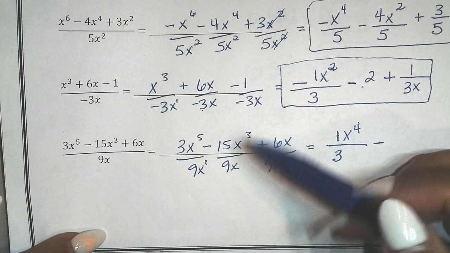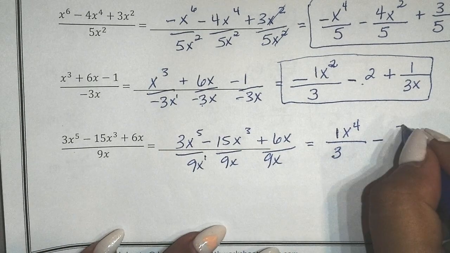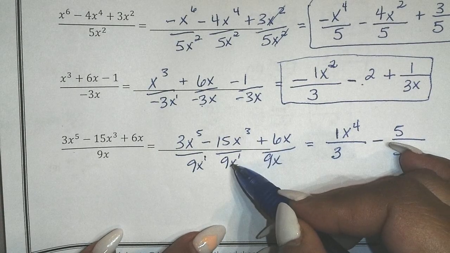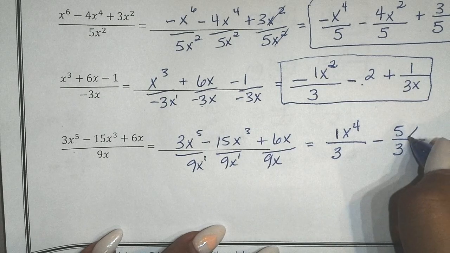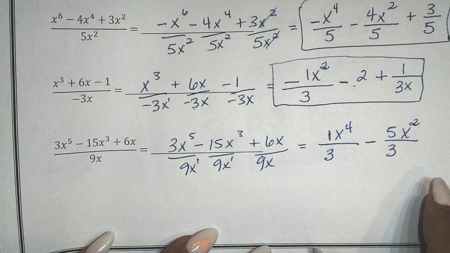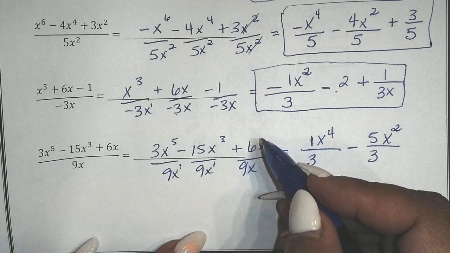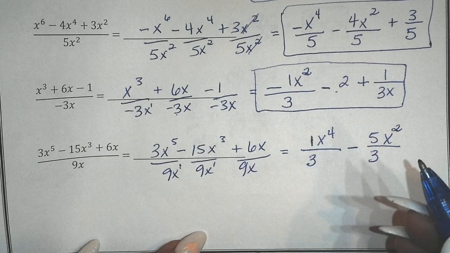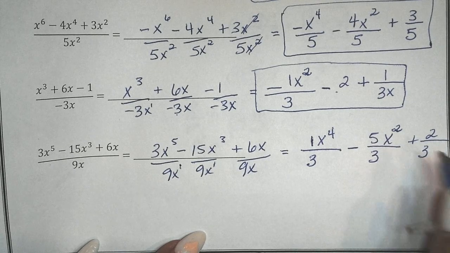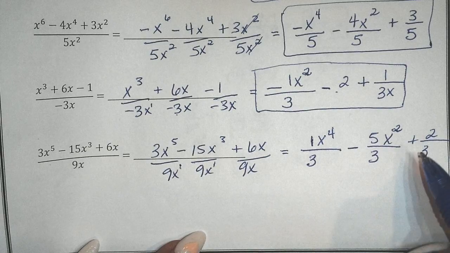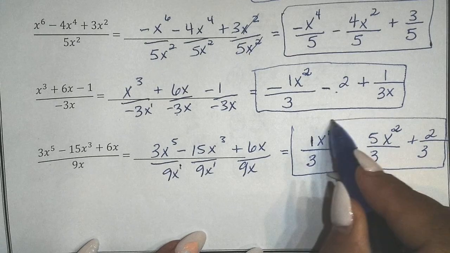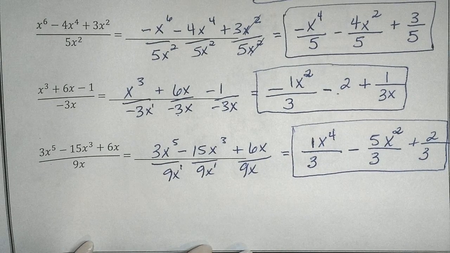Now I can reduce 15/9 by dividing by 3. So I have 5/3. And again, x to the 3rd divided by x to the 1st power, 3 minus 1 is 2. So x squared. And 6 divided by 9 reduces because you can divide both of them by a 3. So this will be 2/3. Because 6 divided by 3 is 2 and 9 divided by 3 is 3. And the x's will cancel out because x divided by x is 1. And that is that answer.